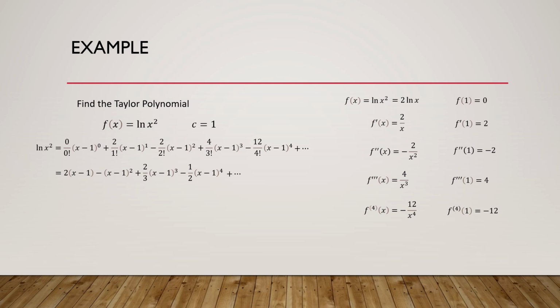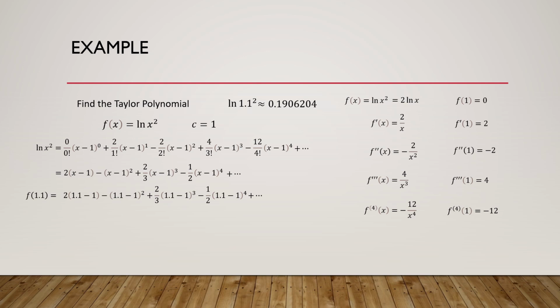To check the accuracy of our Taylor series, let's use it to compute for f of 1.1, which is approximately 0.1906204. We replace x in our polynomial with 1.1 to get 2 times the quantity of 1.1 minus 1, minus the quantity of 1.1 minus 1 squared, plus 2 over 3 times the quantity of 1.1 minus 1 cubed, minus 1/2 times the quantity of 1.1 minus 1 to the fourth.